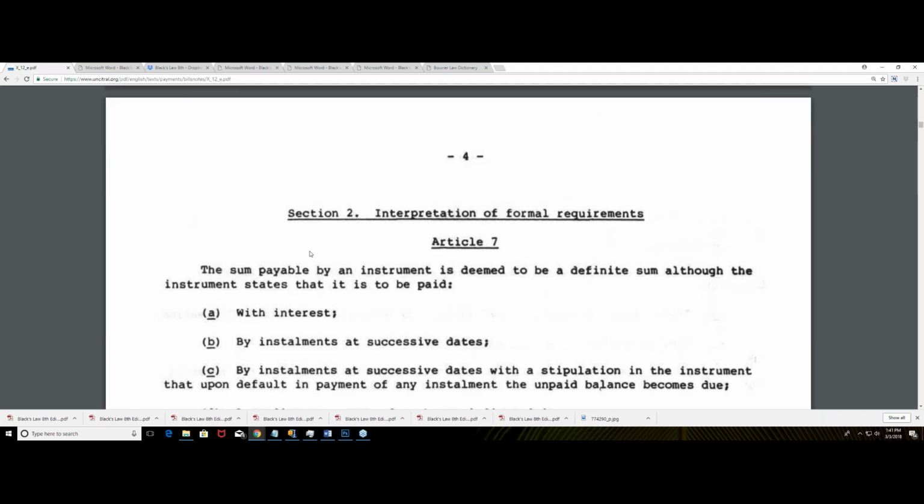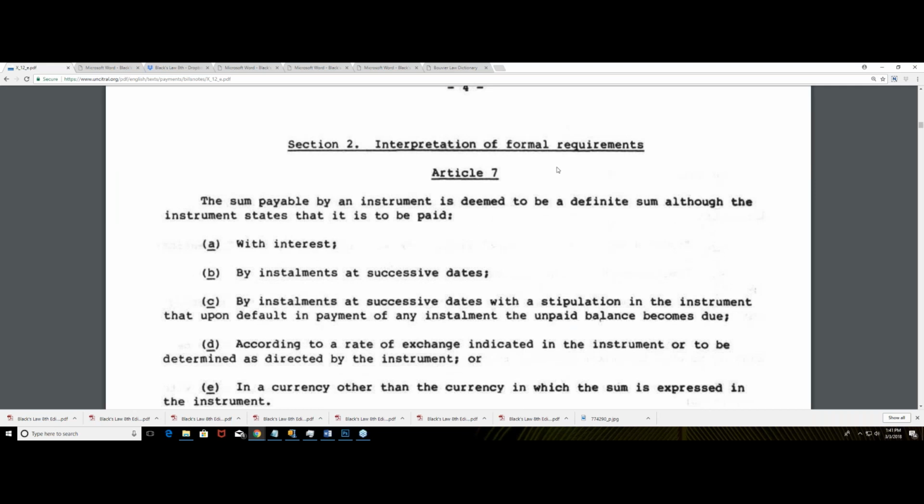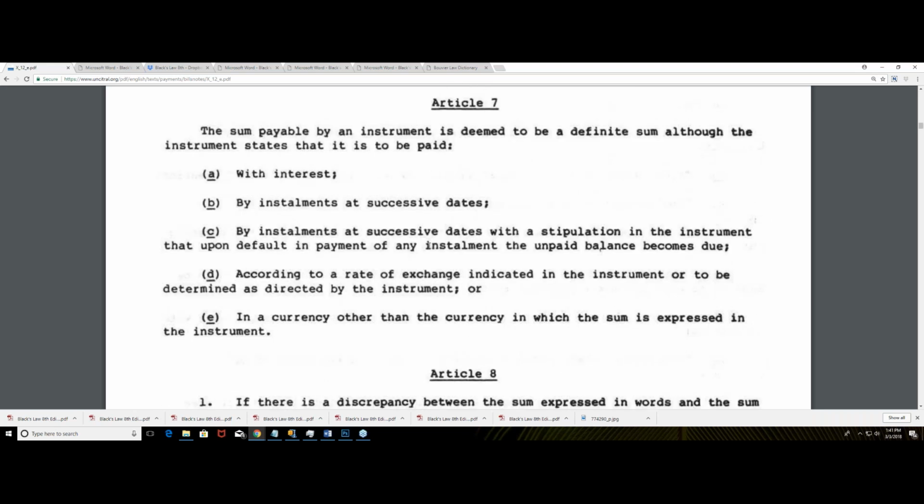And 7, okay, interpretation of formal requirements. The sum payable by an instrument is deemed to be a definite sum, although the instrument states that it is to be paid with interest, by installments at successive dates, by installments at successive dates with a stipulation in the instrument that upon default in payment of any installment, the unpaid balance becomes due. That's what they put in your promissory notes. Okay, it's a principle. According to a rate of exchange indicated in the instrument or to be determined as directed by the instrument, or in a currency other than the currency in which the sum is expressed in the instrument.